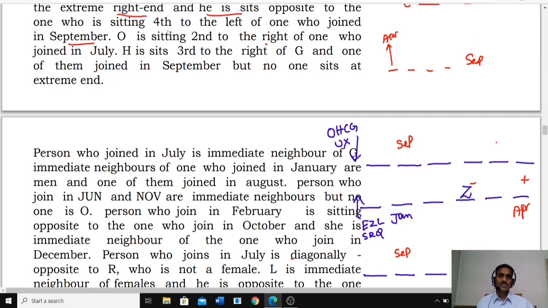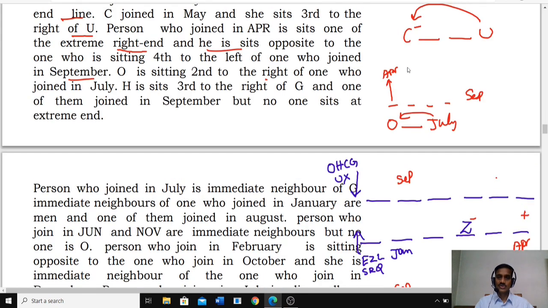Fourth to the left of the one, O is sitting second to the right of the one who joined in July. O and July should be here. O is seated second to the right of the one who joined in July. It should come like this. And C and U also remain.